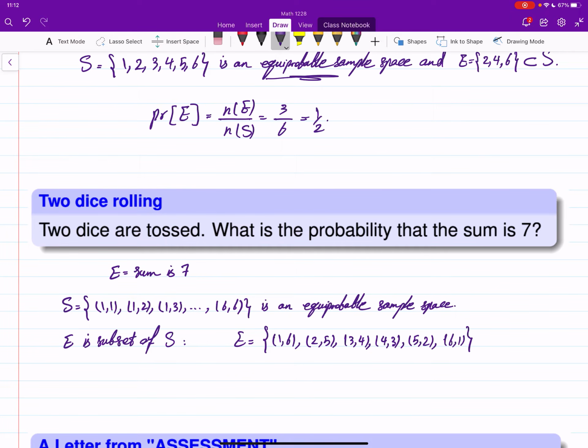And since this is an event inside an equiprobable sample space, finding probability of that is not difficult. You just need to count how many elements E has and divide it by how many elements S has. So here 1, 2, 3, 4, 5, 6 over 36. In general, there are 6 possibilities for the first one and then the second one. So this will give us 1 over 6. The probability that the sum is 7 is 1 over 6.